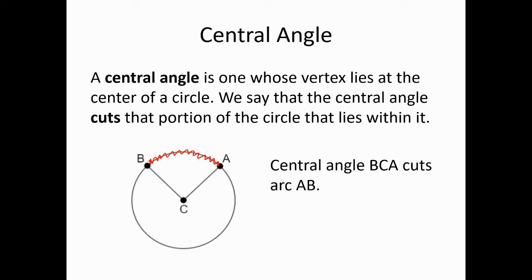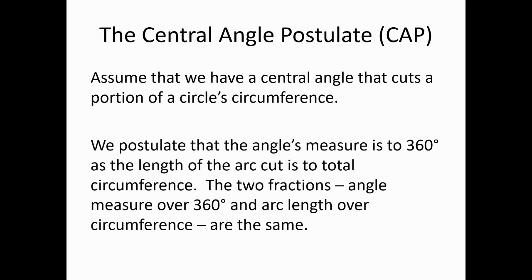The old language for this, if you pick up an old geometry textbook, like from the 19th century or earlier, I have a collection of them, the word is subtends. They would have said that angle BCA subtends arc AB. I like the language of cuts better than that, which is also more common today. So angle BCA cuts arc AB.